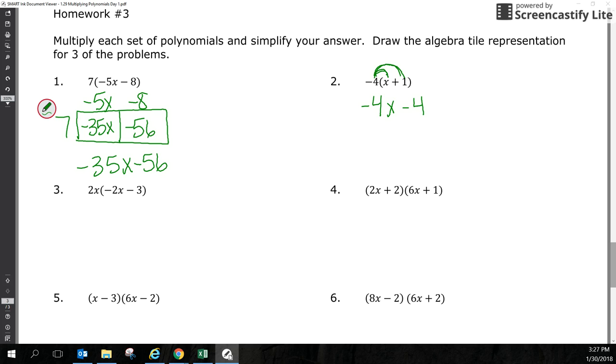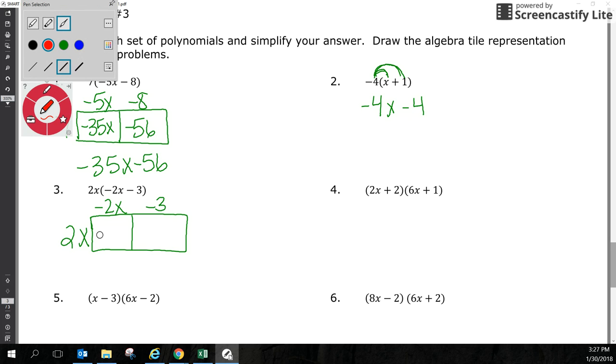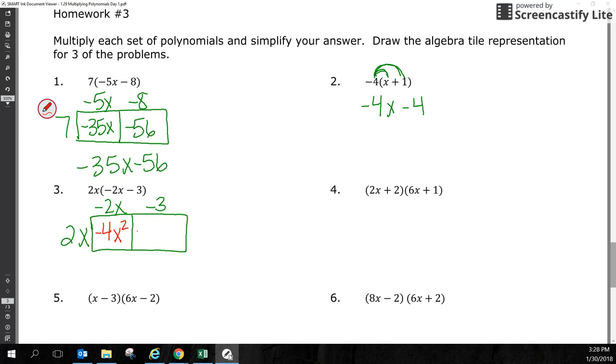Number 3, got 2x. I'm going to put this one in a box again to model that. Times negative 2x minus 3. So 2x times negative 2x, 2 times negative 2 is negative 4. X times x is x squared. And then I've got 2 times negative 3 is negative 6, and then x. So my answer is negative 4x squared minus 6x.